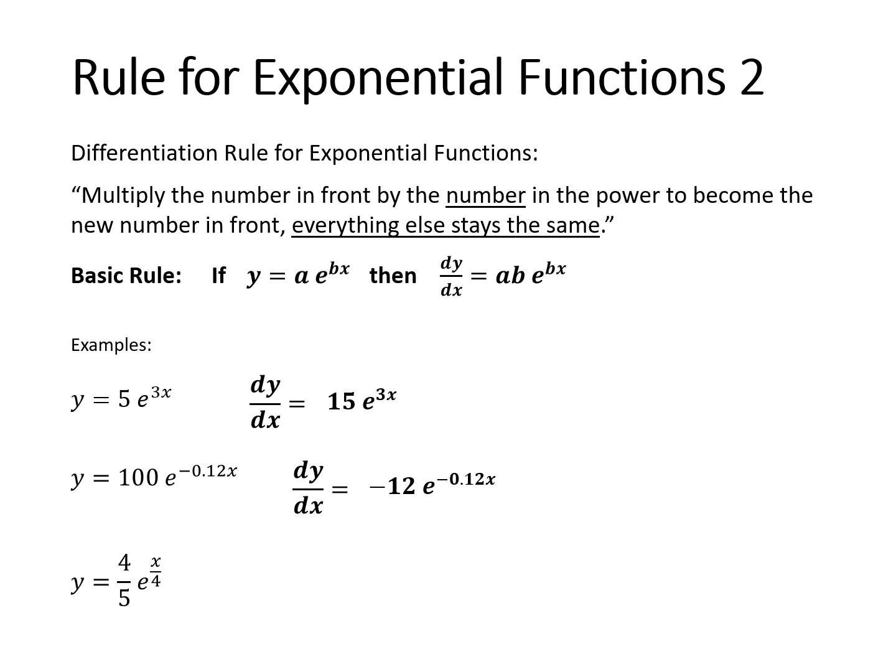Okay, one more example, this time with fractions. So it's y and x, so it's going to be dy by dx. The e to the x over 4 is not going to change. The only thing that's going to change is the number in front. So we need to multiply the 4/5 by the number in the power.